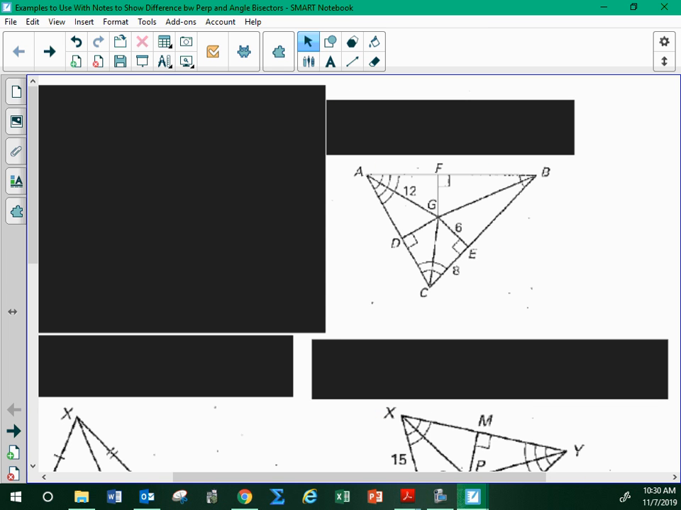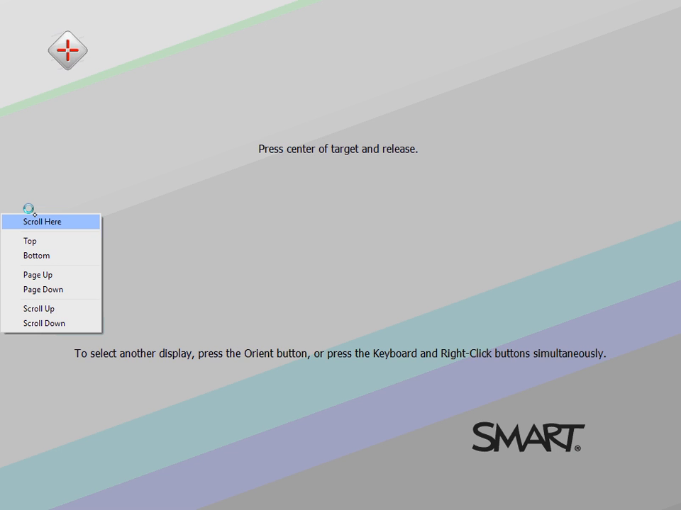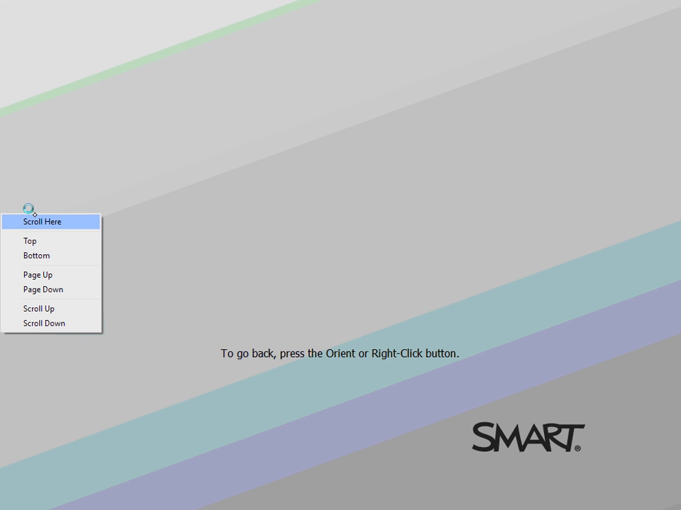It's important that you know the difference on the picture between angle bisectors and perpendicular bisectors, because you will have a lot of markings.